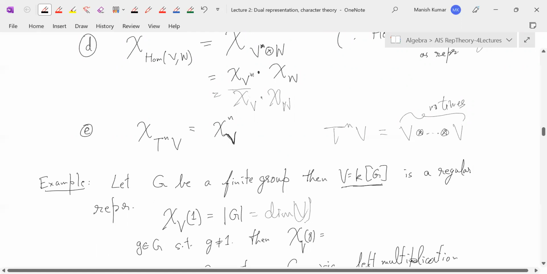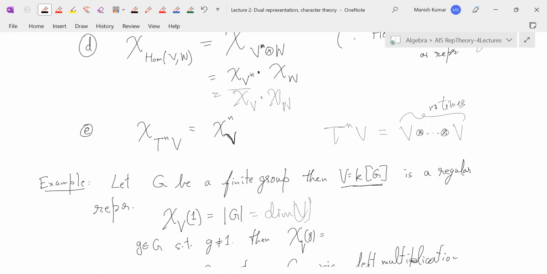Right, guys? So maybe I should have paused a little bit for questions. Do you have any questions or comments before I continue this computation of the character of the regular representation? Any clarity questions or anything? No? Okay.